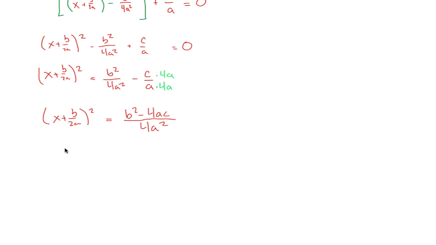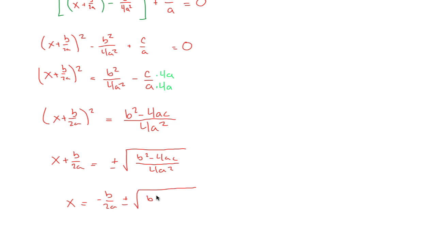Okay, take the square root of both sides. X plus b over 2a equals the square root of all this mess. Make sure you put in the plus or minus. B squared minus 4ac over 4a squared. Then to get x by itself, we could subtract b over 2a from both sides. I'll write it in this form.